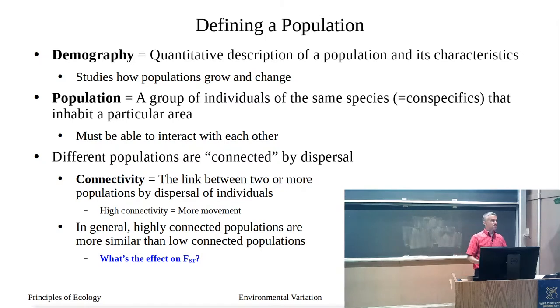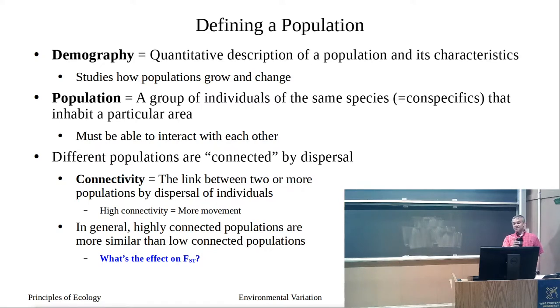So here's a question, to kind of prep you for the exam. What is the effect of this connectivity on the FST values? We introduced FSTs on Monday. This is Wright's F statistic. How does this affect our FSTs? If we have a population and all of a sudden the connectivity increases, what is that going to do to the FST values? Does it increase, decrease, or no change? What do you say? Increase, decrease, no change.